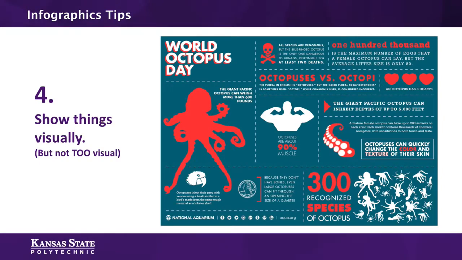Show things visually. Again, using illustrations, things like that to help visually show what your topic is about. And it just makes the piece a little more fun. So like this example here, using those illustrations, it helps break up the text and keep the audience engaged longer.